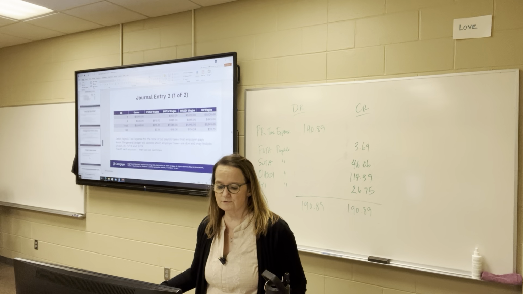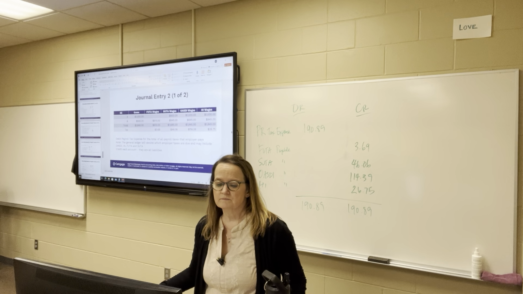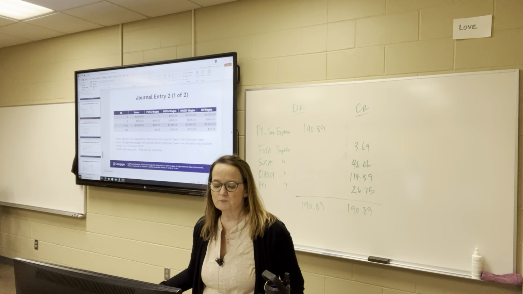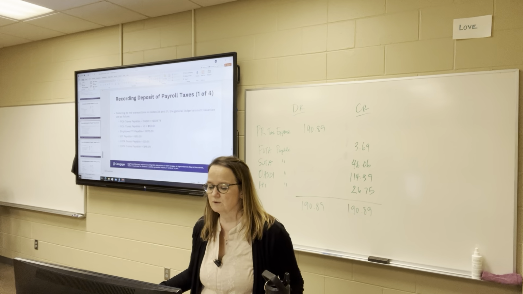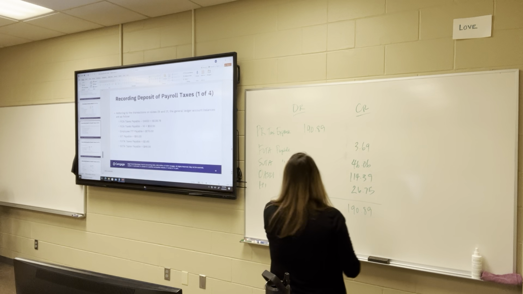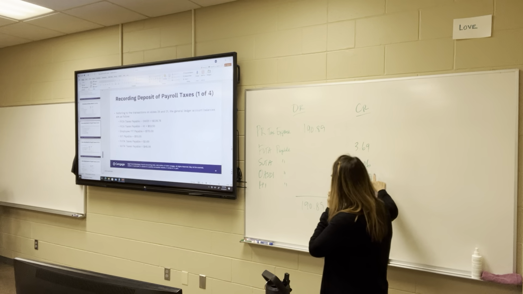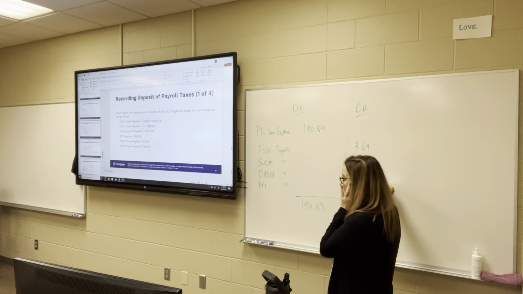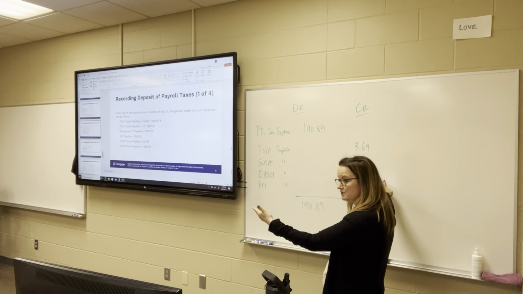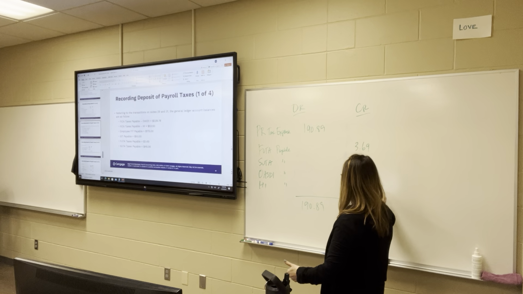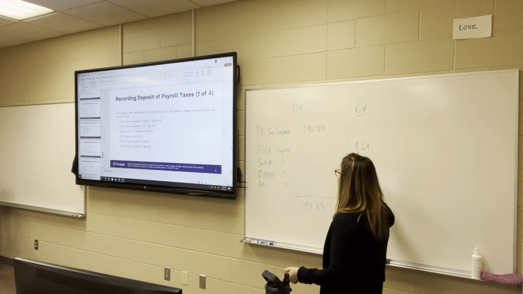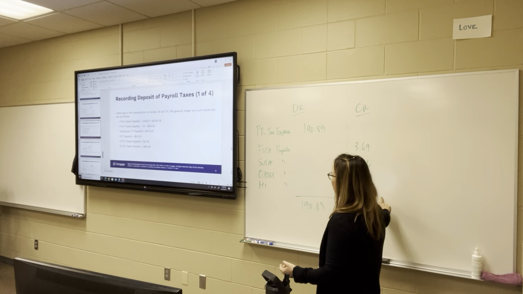Now, the third journal entry occurs when we actually make the payment of those, recording the deposit. If you recall, when we made the first journal entry, we also had a credit to OASDI in the same amount, because that's the employee's portion that they had withheld and that they owe. And then we had a credit entry to Medicare taxes payable as well, also in the same amount.